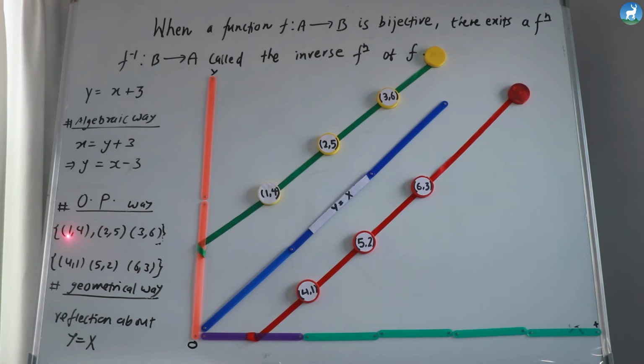If we look closer, we can find that (1, 4) is being changed to (4, 1). This means that the x and y coordinates are being interchanged. Now going into the geometrical interpretation, the green line is the locus of the original function, whereas the red line is the locus of its inverse. If you look closely, you can see that the green line is being reflected from the line y equals x. So this is the reflection of it. Generally, any geometrical structure reflected from y equals x is the inverse of it.